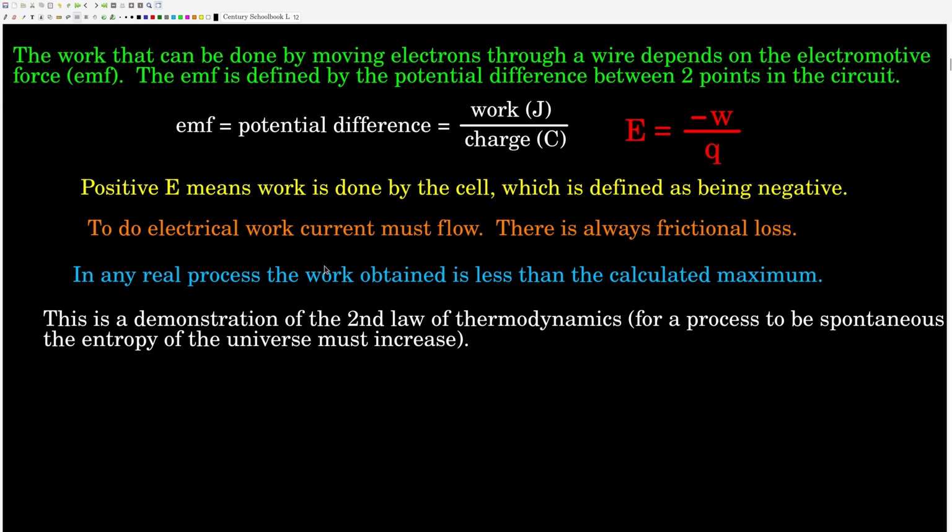And so that means that for any real process, the work that we get out is less than the calculated maximum amount because we lose some to thermal energy. This is actually a demonstration of the second law of thermodynamics, which says that for a process to be spontaneous, the entropy of the universe must increase. So as that electric current passes through the wire and it heats up due to frictional losses, the thermal energy that's lost goes into increasing the temperature of the surroundings, which increases the entropy of the surroundings and thus the entropy of the universe. That happens for a spontaneous process.